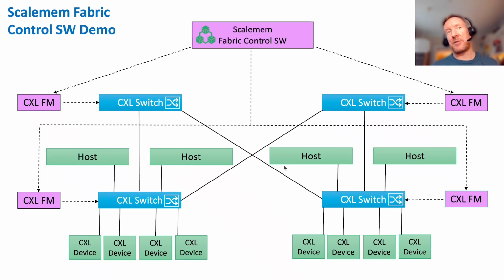So this is an example of a memory scale-up use case where you can achieve big performance benefits through increased memory capacity and increased memory bandwidth. And you can also achieve cost and energy benefits through pooled and tiered memory.